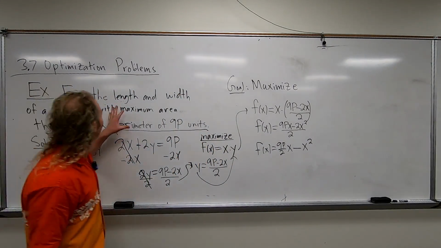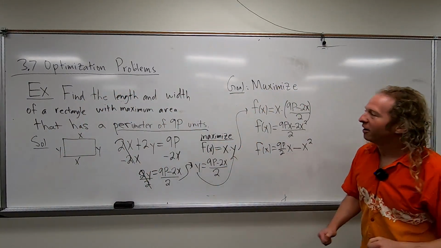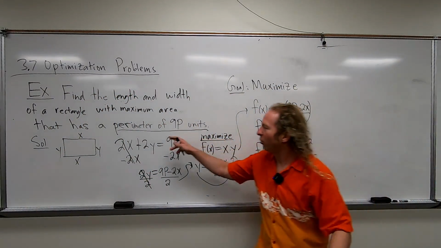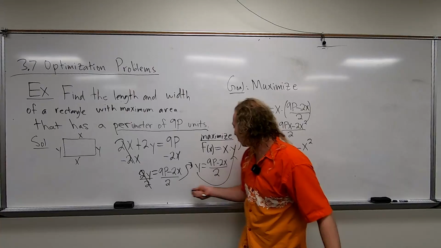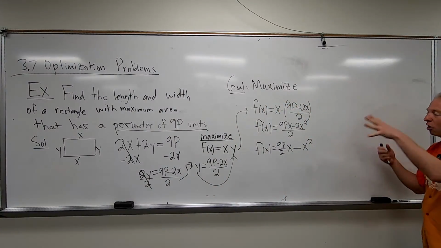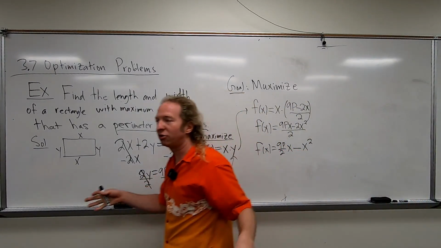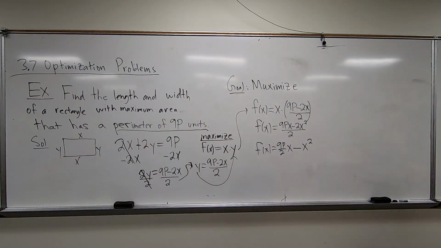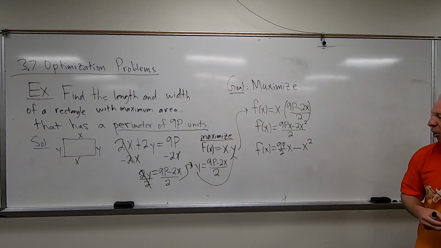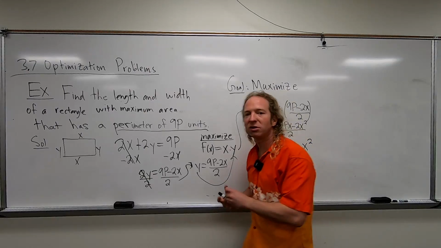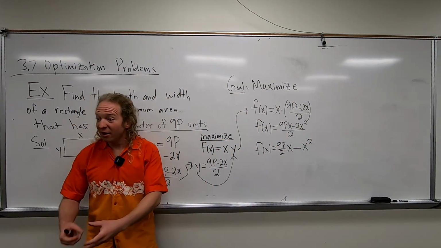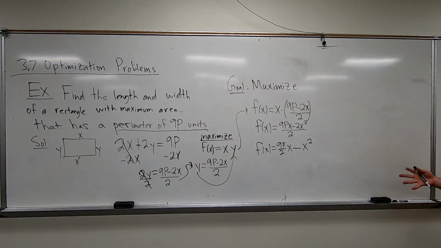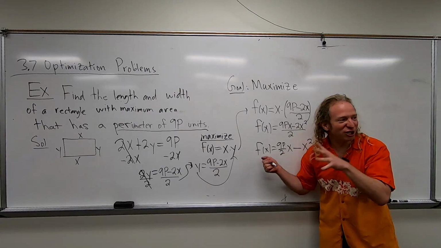It was really funny. Okay, so find the length and width of a rectangle with maximum area. We drew the rectangle, we found the perimeter, we found y, and plugged it in. So we're here. The goal is to maximize this. The way to do it is to use something we've used before. What test can we use to maximize things? Second derivative. Yes, good. So we're going to use the second derivative test.